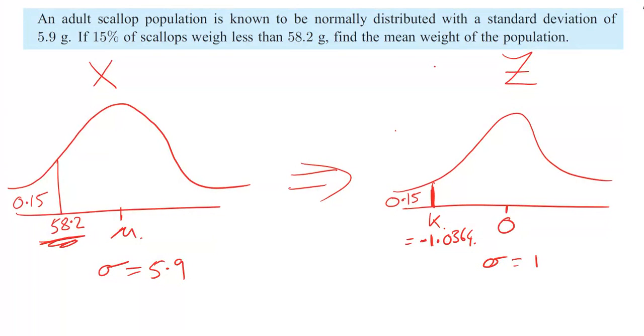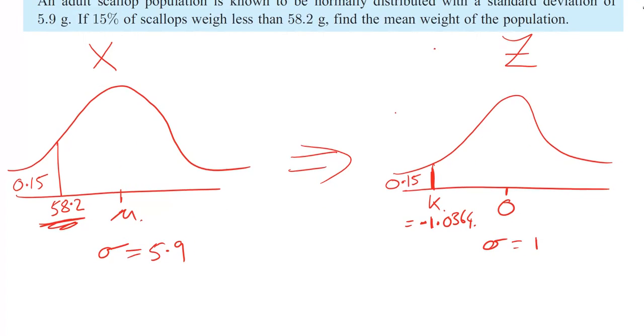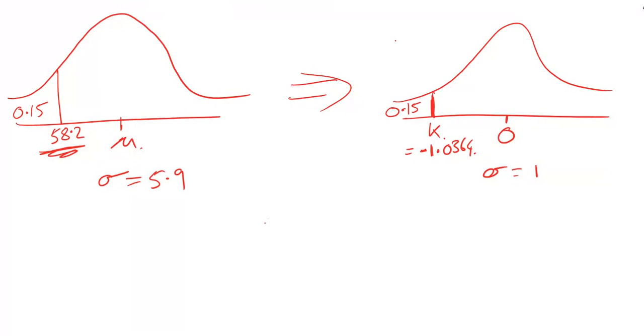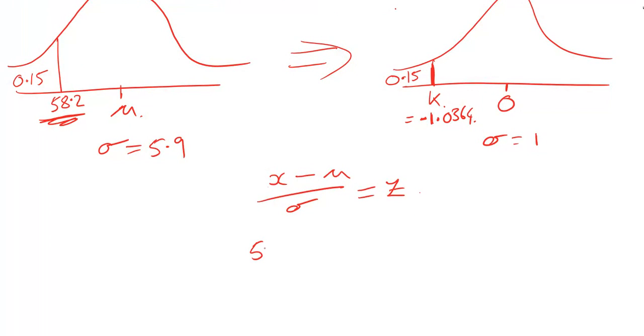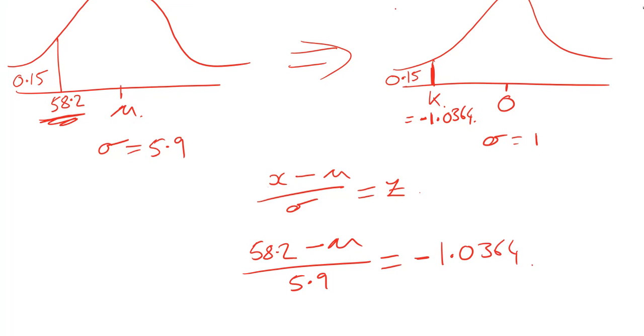We haven't used any of the prior information yet, but we do know how to map things. If I started off with my x from my x distribution and I took away the mean, divided by the standard deviation, it's going to give me that equivalent section on my z distribution. Well, I have lots of these numbers. I know what it is that I'm mapping. It's the 58.2. Now, I don't know the mean, but I do know the standard deviation, which was 5.9, and I know the result. I know that when I do that, I'm going to get that negative 1.0364 that I found with my inverse normal button.